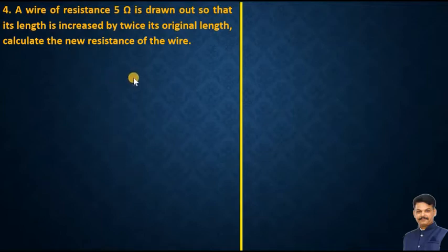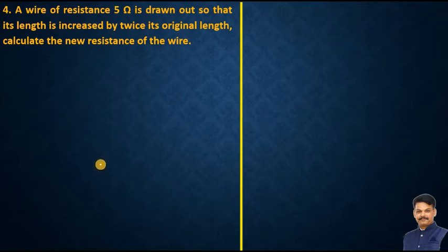See, let us consider the 4th problem now. It states that a wire of resistance 5 ohm is drawn out so that its length is increased by twice its original length. Calculate the new resistance of the wire. Dear students, the problem appears to be very simple, but by solving this particular problem we will get the knowledge about a very fine relationship which is found between the resistance and length of the wire.